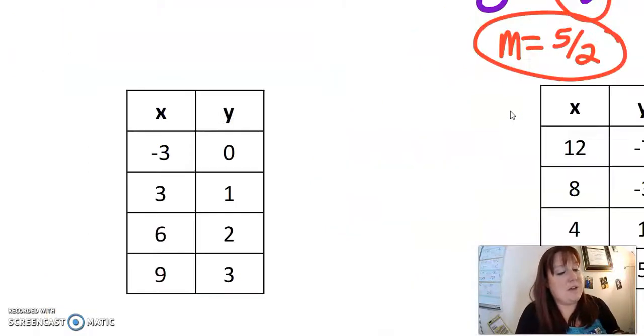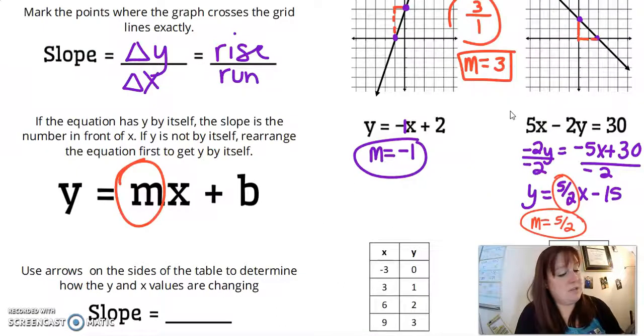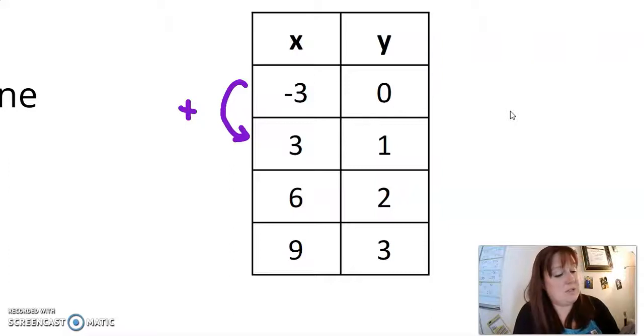Last but not least, sometimes we have a table. You're going to use arrows. The slope still is the change in y over the change in x, which is rise over run. We're going to use arrows to figure out how much this is changing each time, right? How much is x changing and how much is y changing? Since this is a line, the rate of change should be constant. So from -3 to 3, how much did we change? Well, oh, sorry, this should actually be a 0. That's a typo. Okay, so from 0 to 3, we changed 3.